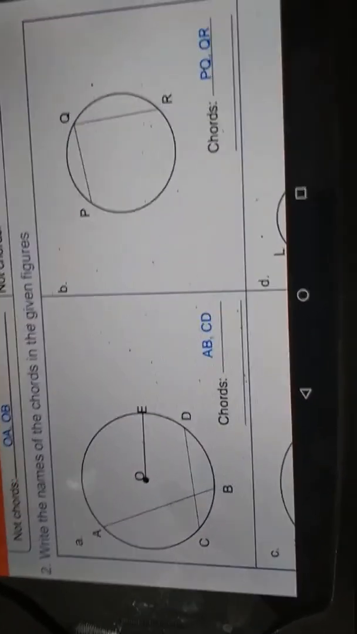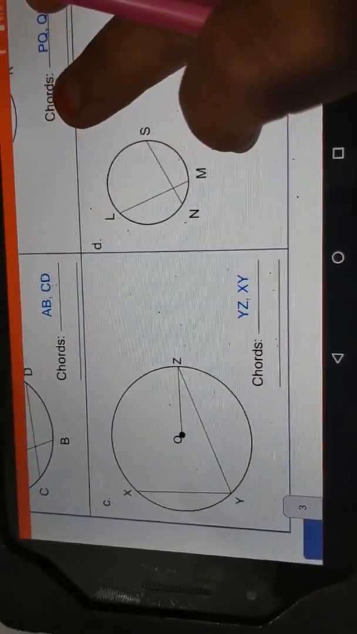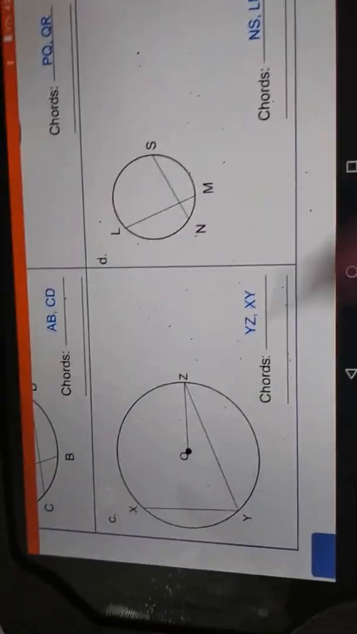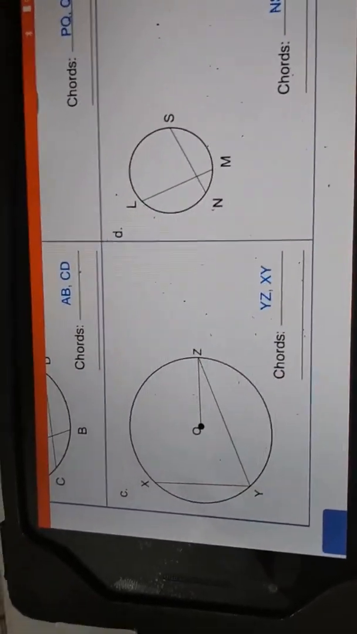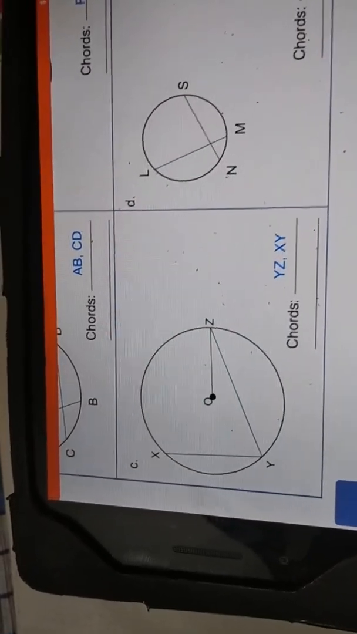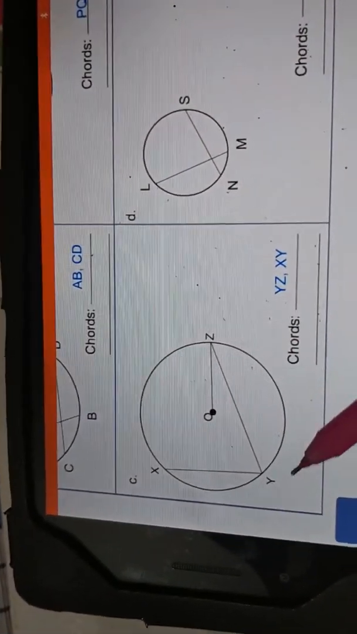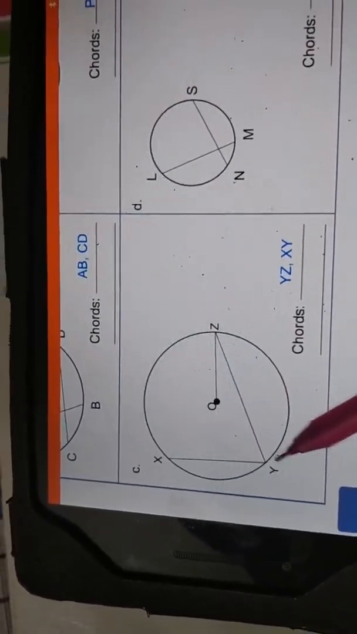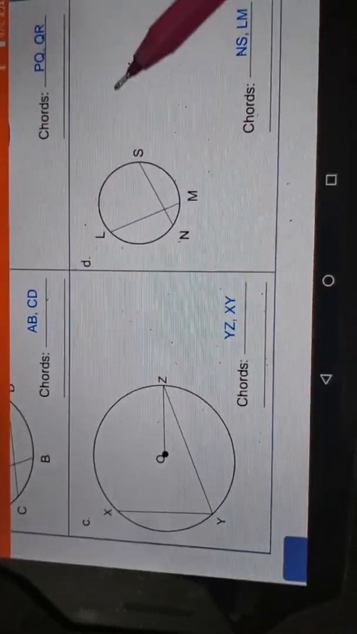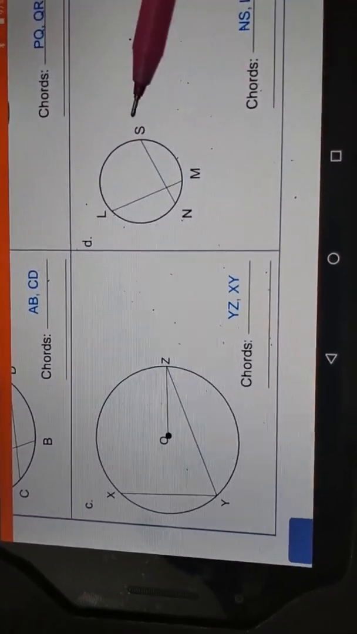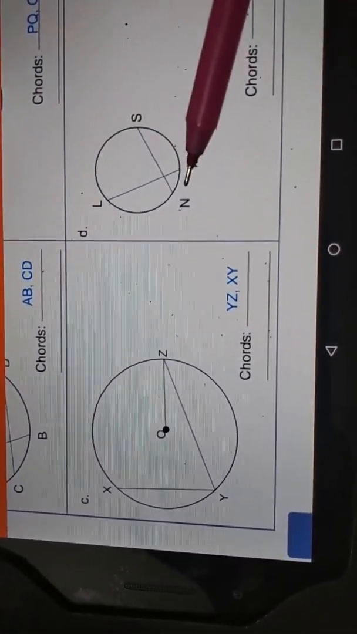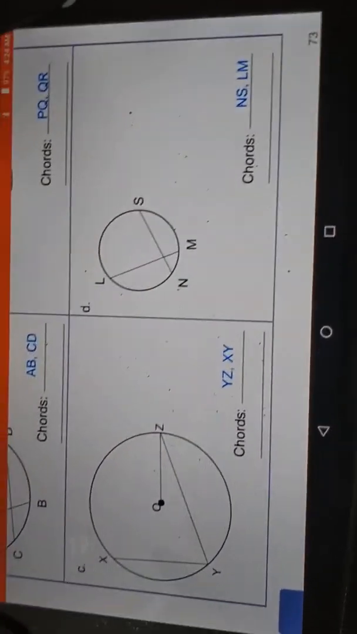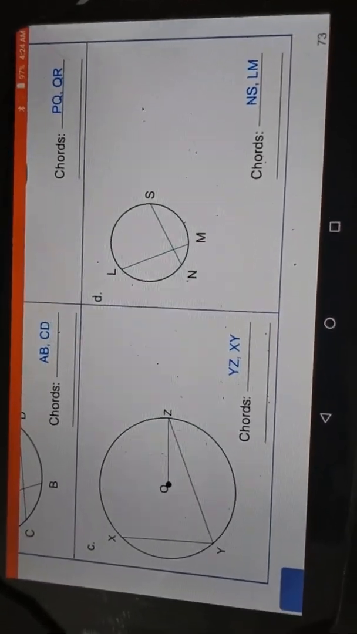Okay students, now next. Here are two circles. In C1, including XY and YZ, this is a chord. And in the second one, NS and LM, NS and LM. Okay students, now I'll give you 1 minute. You have to draw this.